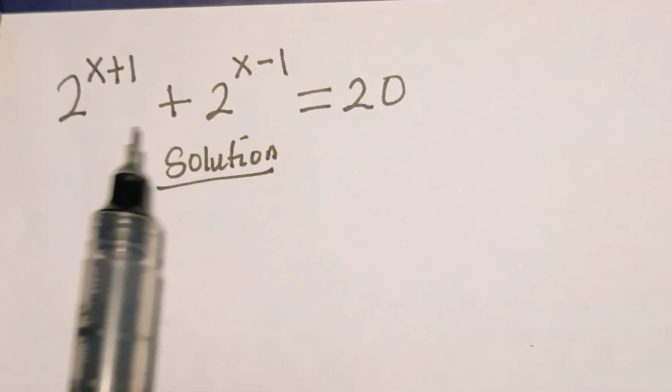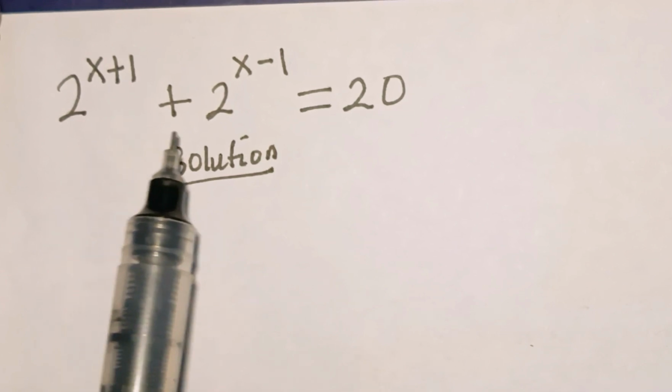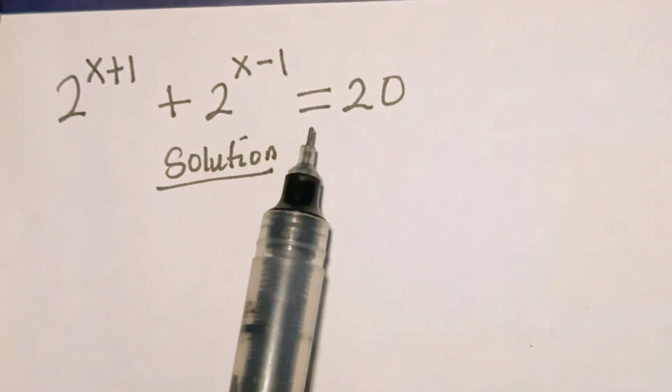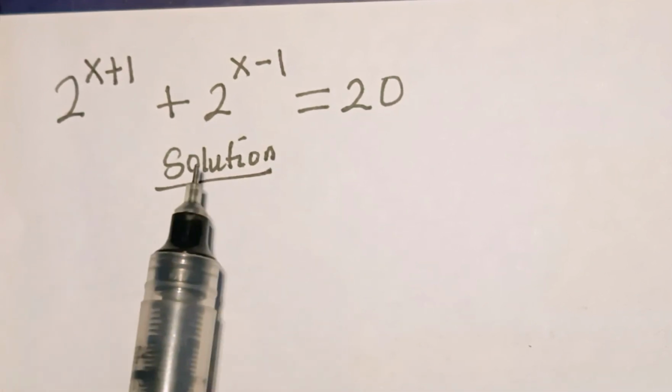We're going to solve for the value of x from this given equation. We're given that 2 raised to the power of x plus 1 plus 2 raised to the power of x minus 1 is equal to 20. Then we are looking for the value of x that will satisfy this equation.